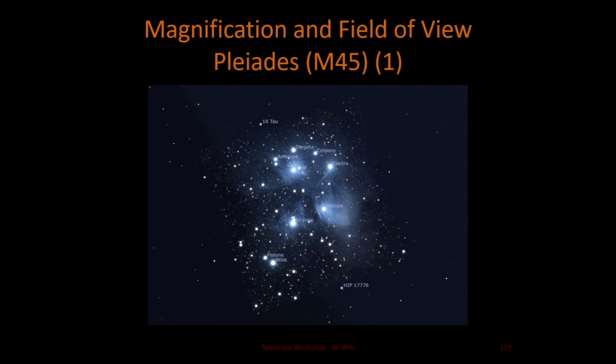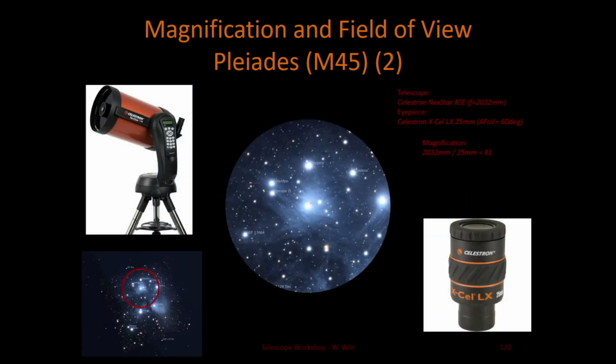Let's take a look at the Pleiades in more detail and see what it looks like through different optical systems. Here we have a Celestron C8, which is the same as that telescope over there and that telescope over there, both Celestron C8s. And here we have an eyepiece, an XL LX 25 millimeter eyepiece. Hard to read, sorry. 25 millimeter, 81x magnification.